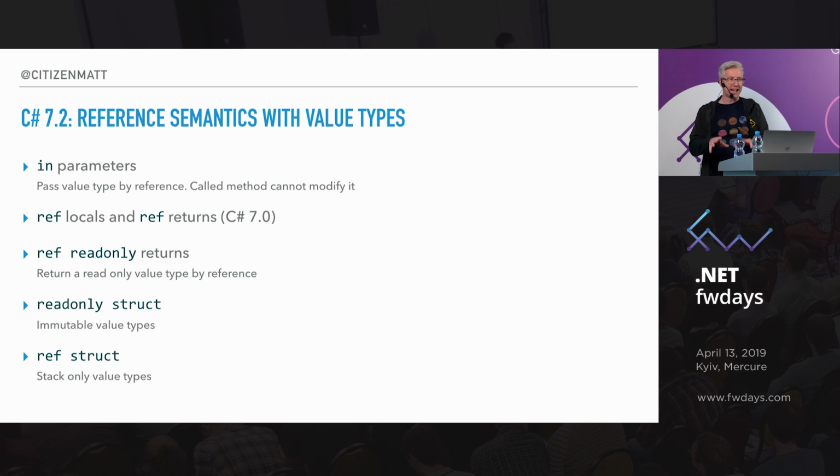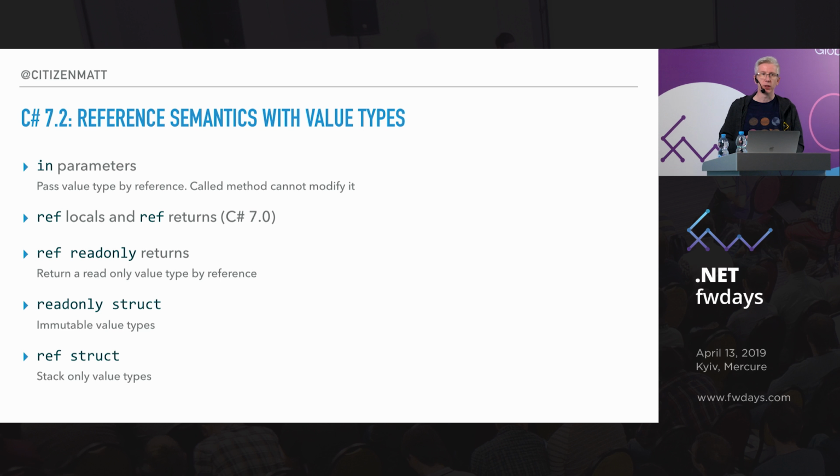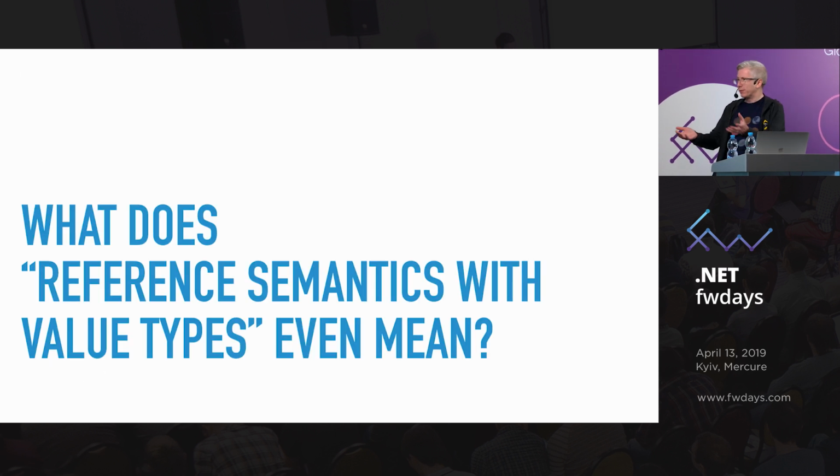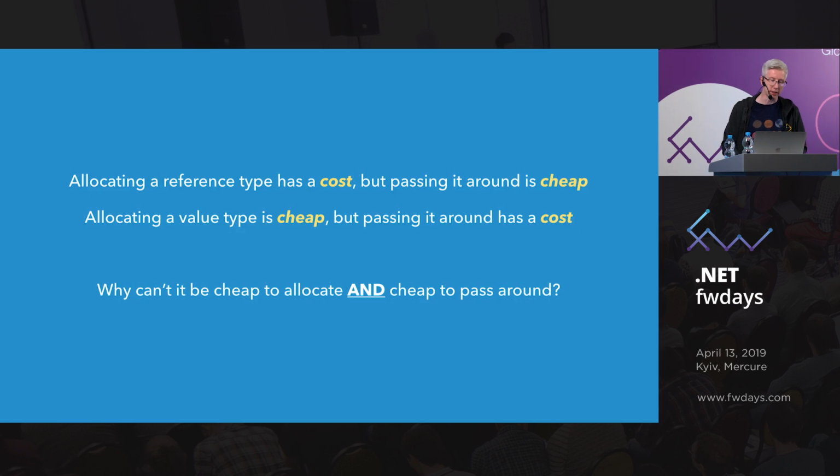It's a number of features which are introduced in C# 7.2, which work together really to deliver a really nice way of working with value types. So we've got things like in parameters, ref locals and ref returns, readonly ref returns, and readonly structs, proper immutability, and ref structs as well. But let's back up a second here. What does this actually mean? What does reference semantics with value types mean?